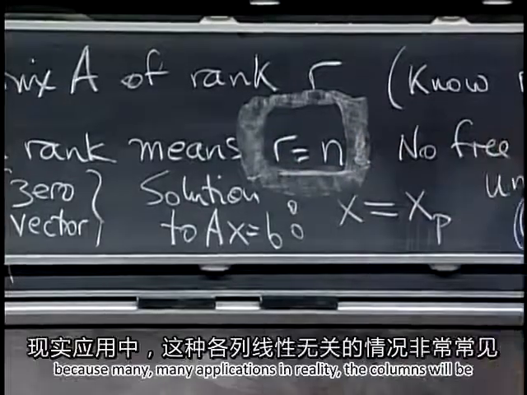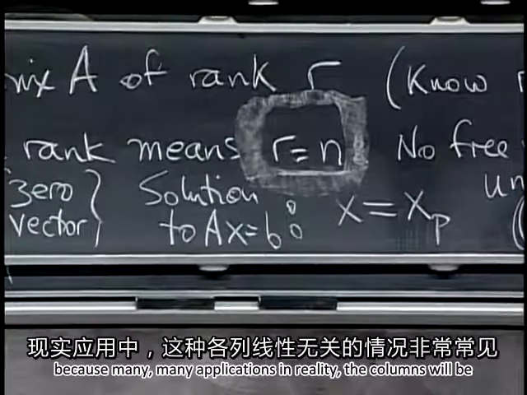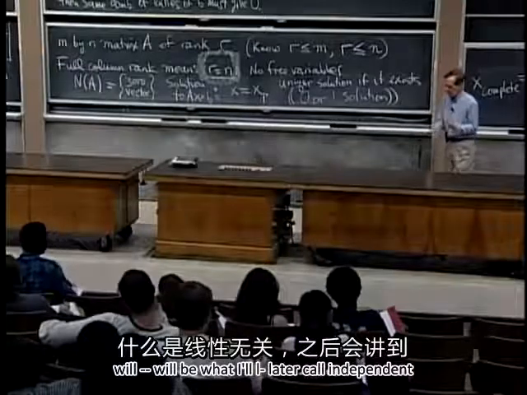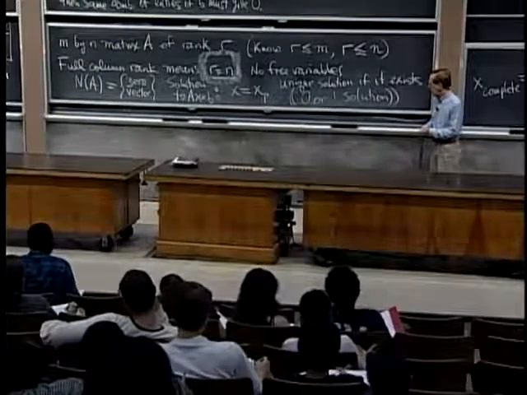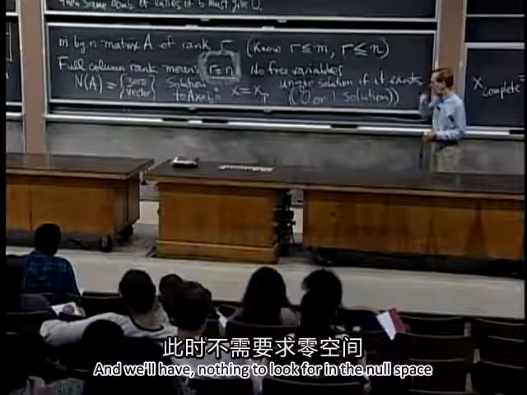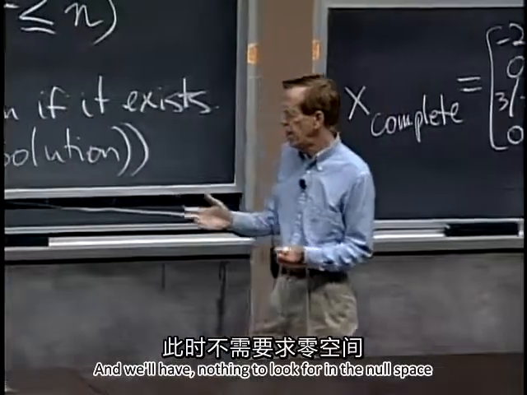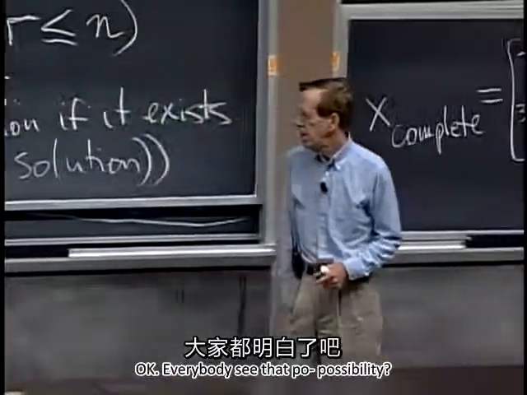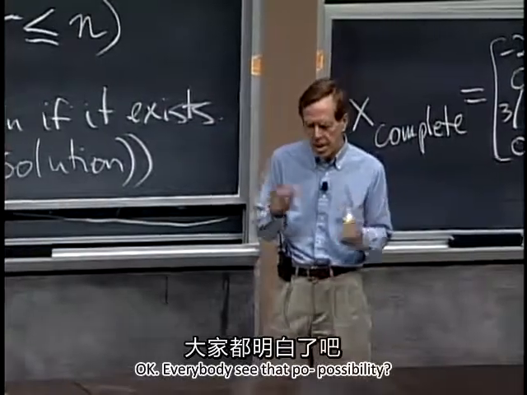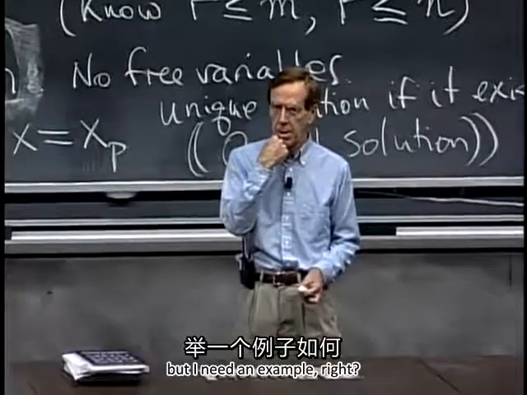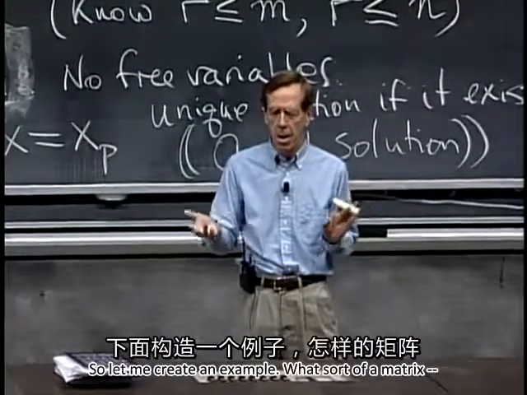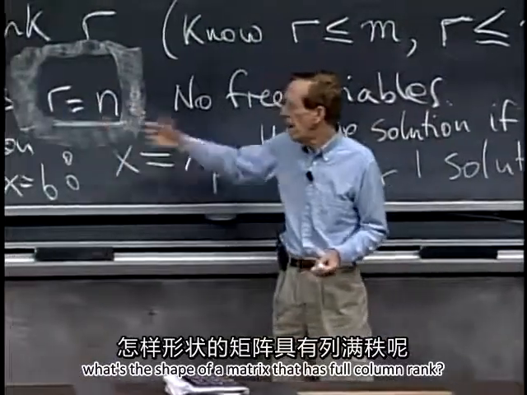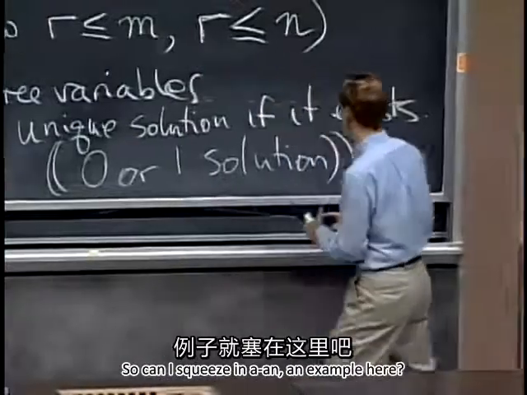Because in many applications in reality, the columns will be what I'll later call independent, and we'll have nothing to look for in the null space, and we'll only have particular solutions. Okay. Everybody see that possibility? But I need an example, right? So let me create an example. What's the shape of a matrix that has full column rank? So can I squeeze in an example here?